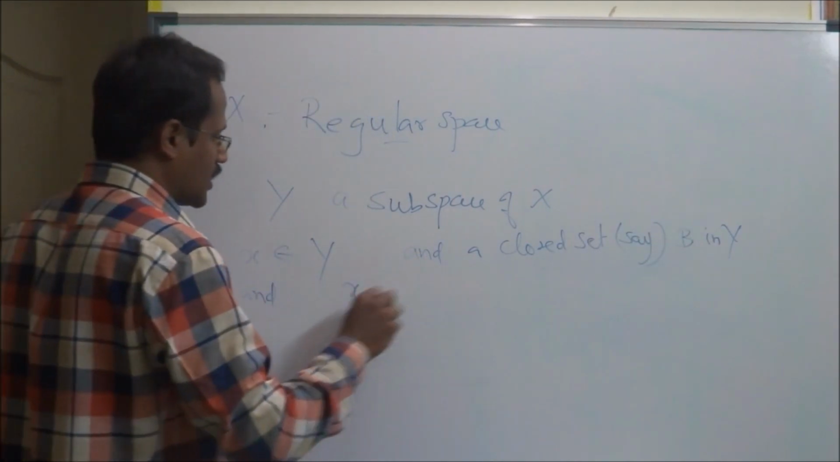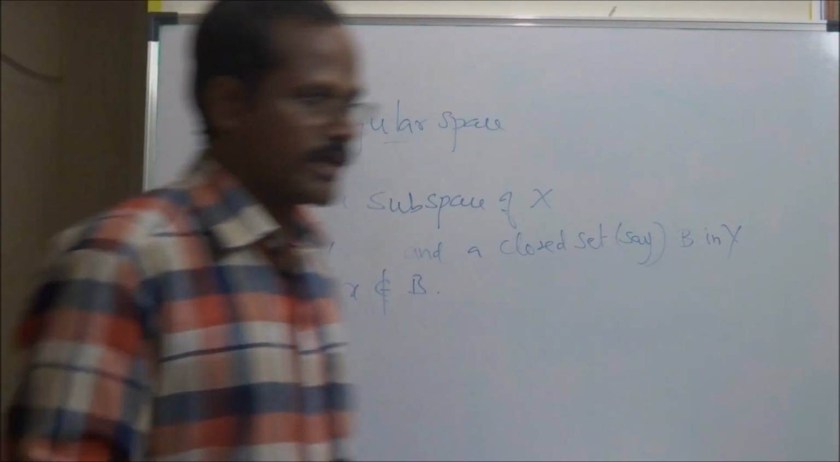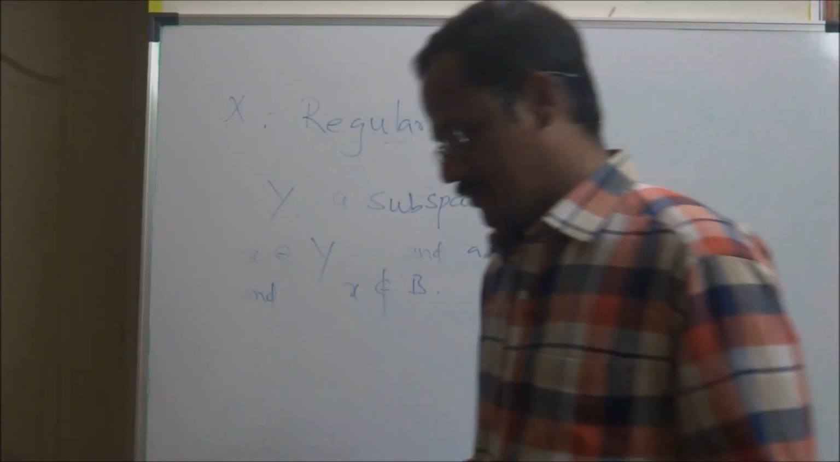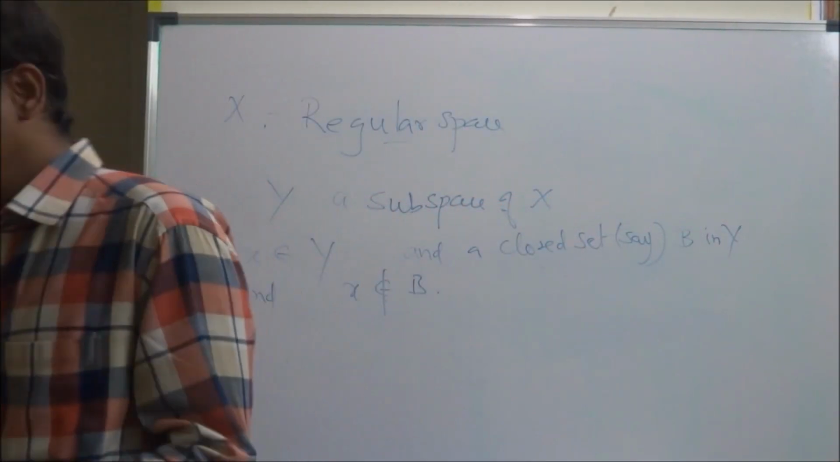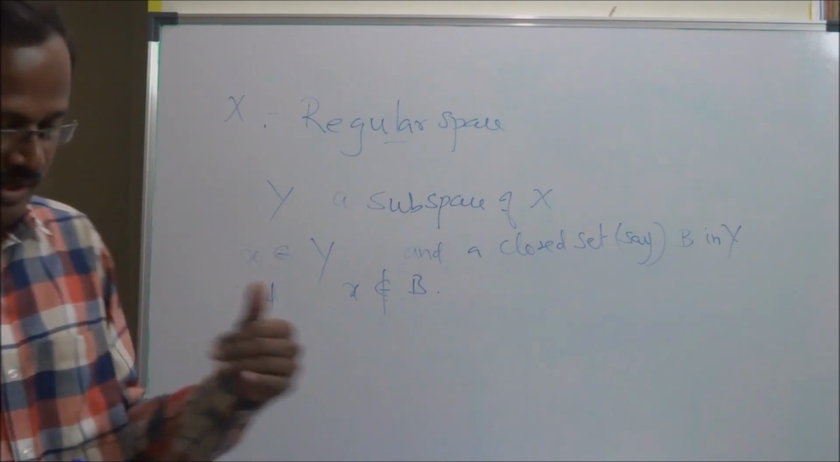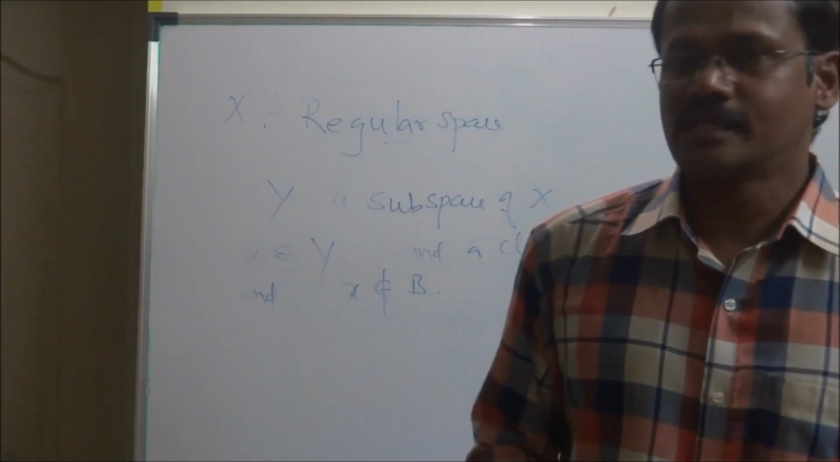And assume that x not in B. That is, we have taken an arbitrary point x and a closed set in Y which does not contain the given point x. We are trying to establish neighborhoods in Y, one containing x, the other containing the set B, whose intersection is empty.